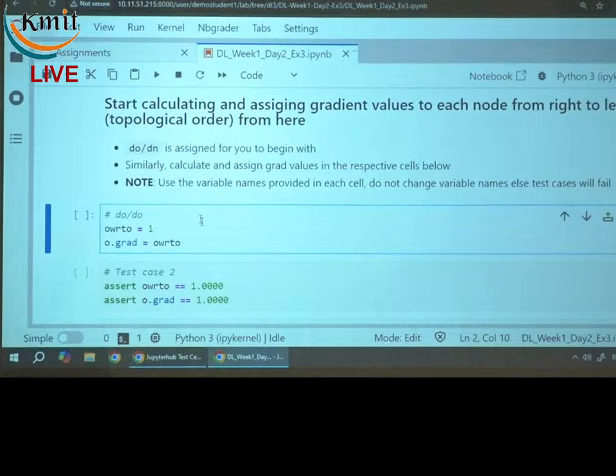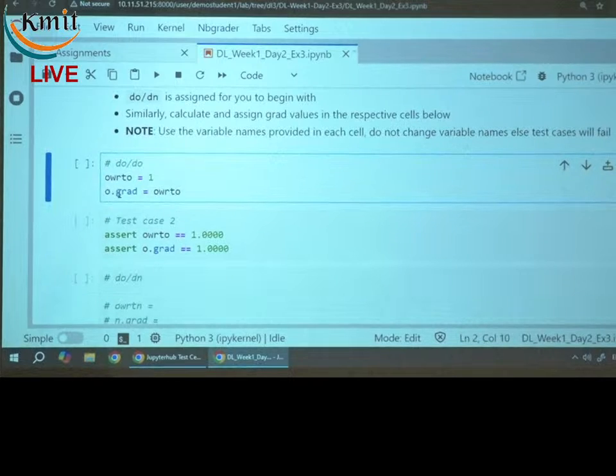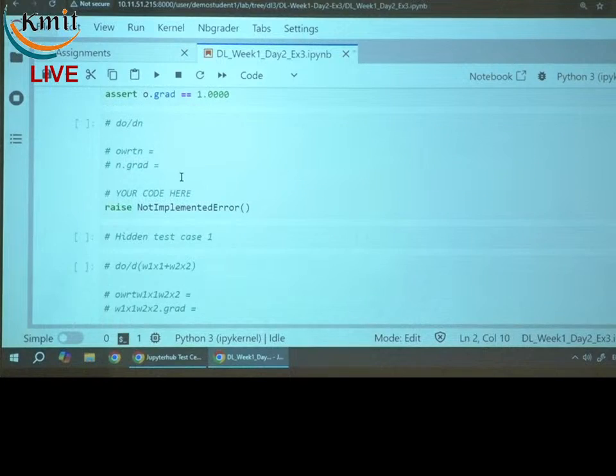So in each cell, I've given you a comment on what you have to calculate, and the first cell is a sample, right? So O with respect to O is set to 1. That is where you start, the rightmost node. And then you set O dot grad equal to O with respect to O. And we are asserting the same here. And from the next cell onwards, to simplify the work, I've given you the variables already, because if you're copying, it becomes difficult. So that's the reason in the commented section, I'm giving you the variables. So uncomment that, use it.